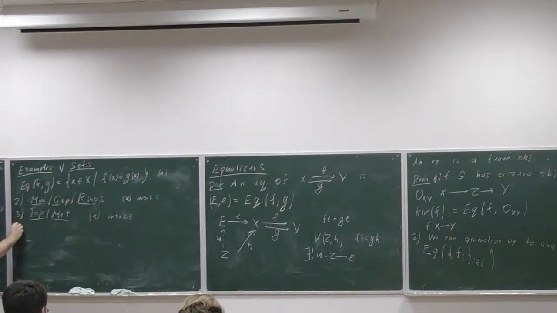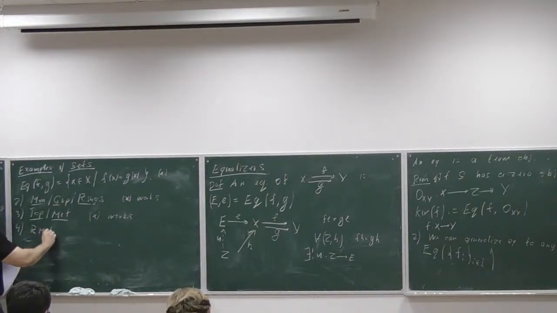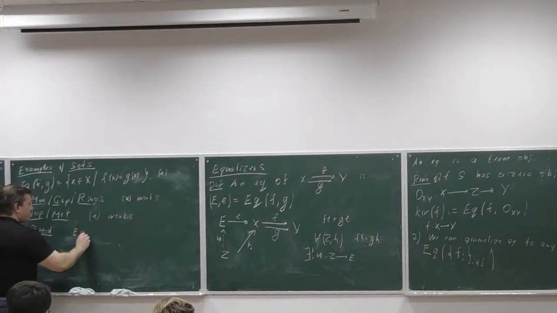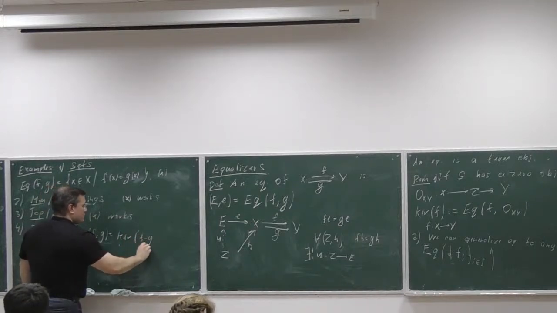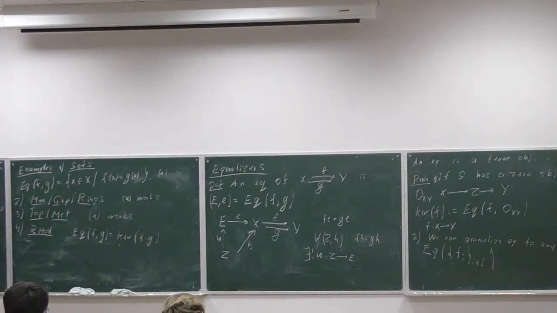Now, as a special case, when you have something like R-modules, maybe some special cases, vector spaces, abelian groups, then here we have a nice formula that the equalizer of F and G is the same thing as the kernel of F minus G.